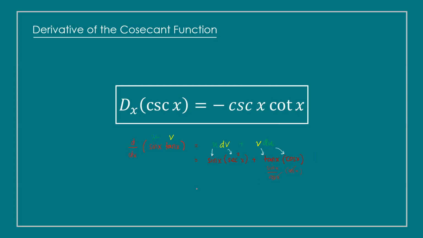Okay, so your final answer would be sine x times secant squared x plus sine x. Or you may try to factor out your answer also. That would be sine x, then parenthesis, secant squared x plus 1. Okay? So that would be your final answer.